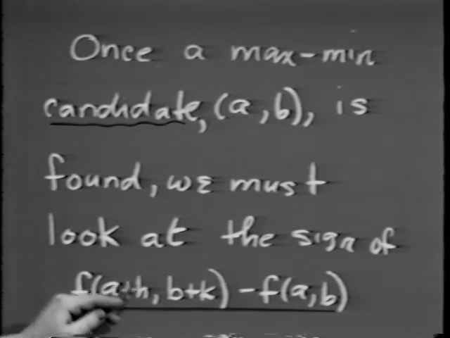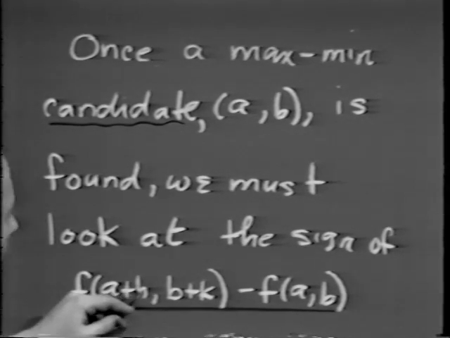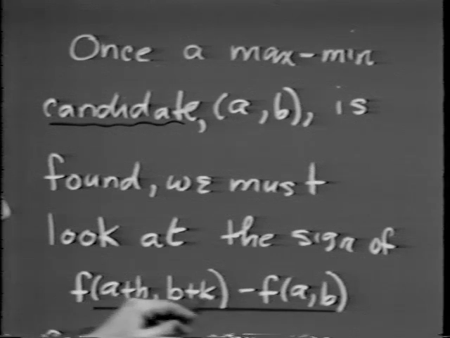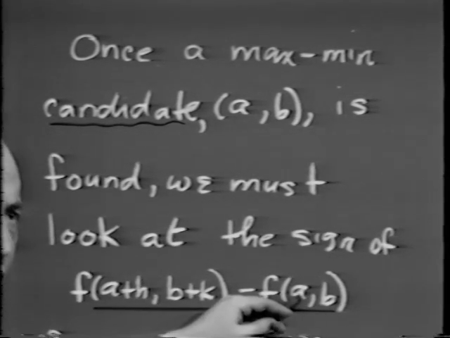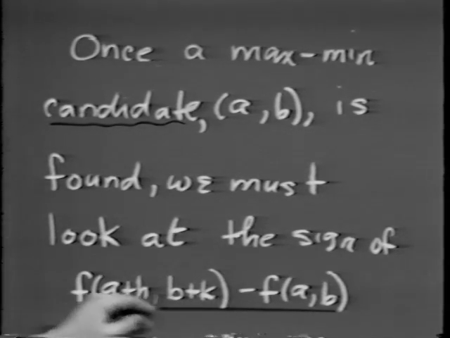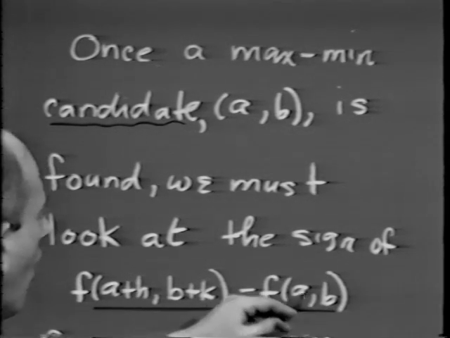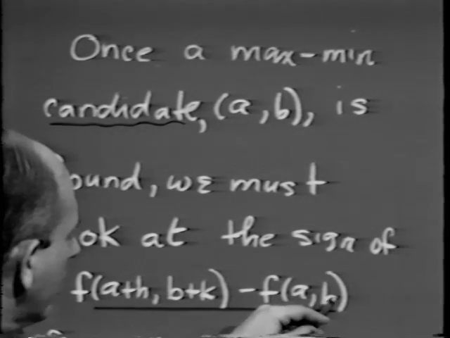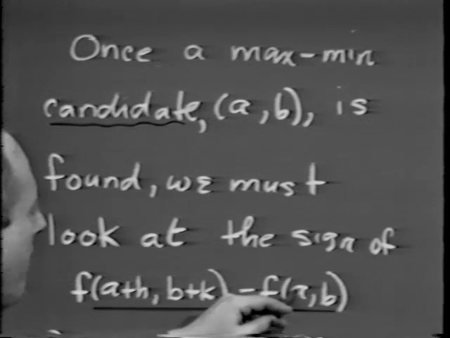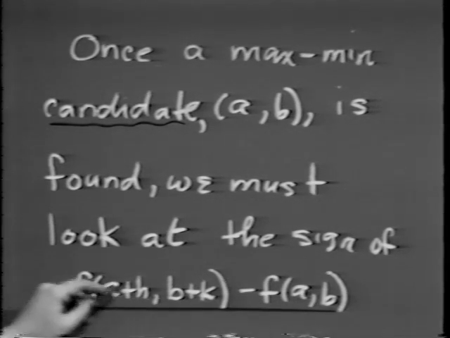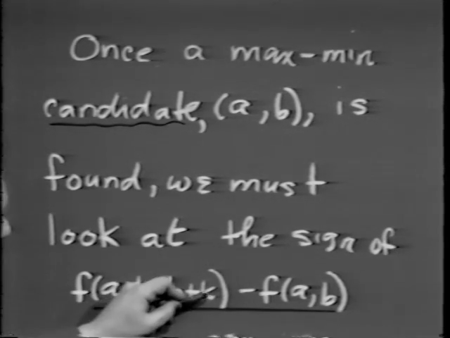Well, what we have to do is, looking at f of a comma b, we have to see whether that's the lowest possible value or the highest possible value in a sufficiently small neighborhood of that point. Well, how do you characterize a neighborhood of the point? You look at some nearby point, which we can denote as what? A plus h comma b plus k.